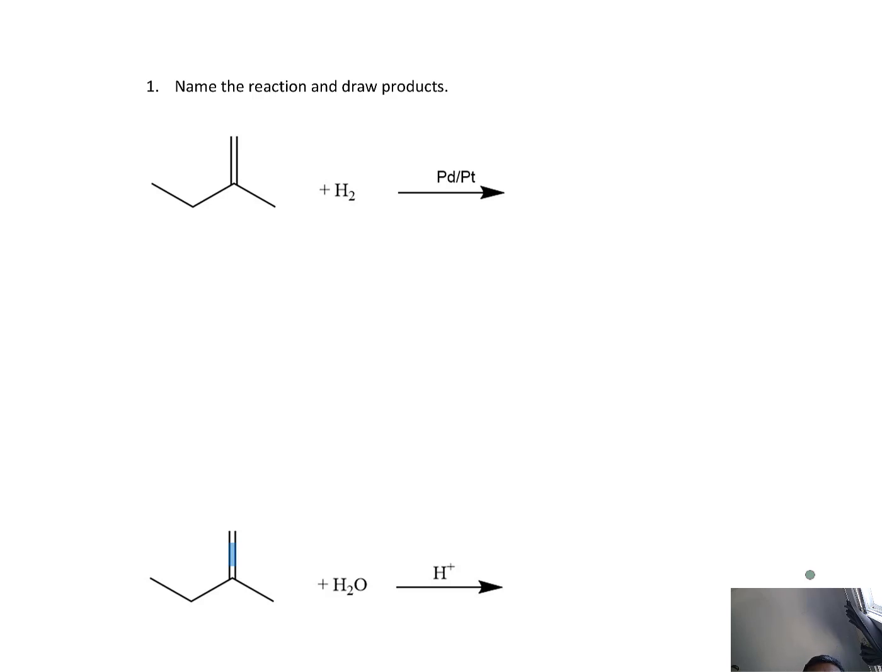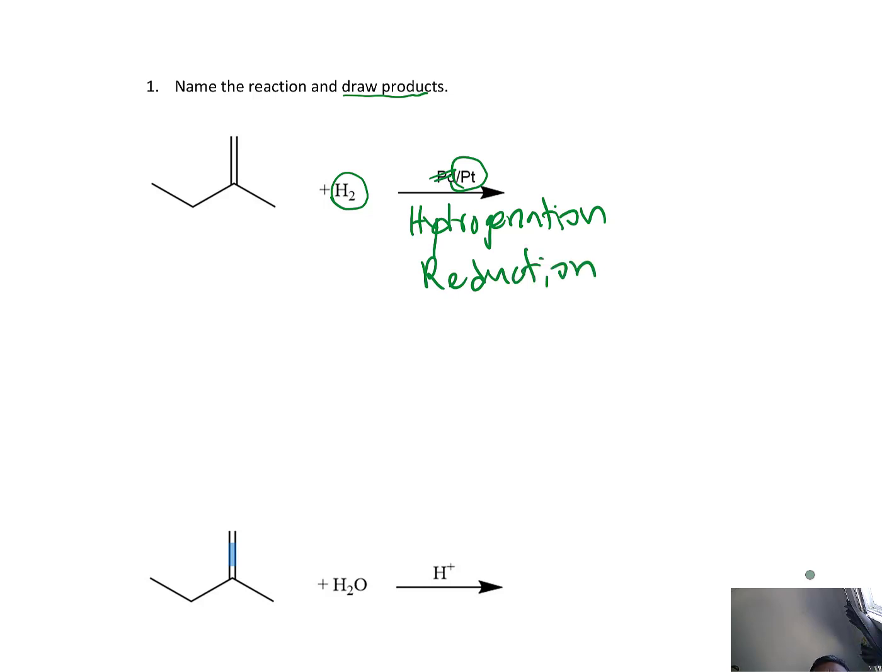Okay, all right. So let's look at this one. Name the reaction and draw products, right? So I have to name the reaction. So what I see is H2, right? And then there is a catalyst here. Platinum is a typical catalyst, and there's hydrogen. So then this reaction should be hydrogenation, or it's a reduction, hydrogenation, right? And it's a reduction too. Adding hydrogen is a reduction. You already learned that one.